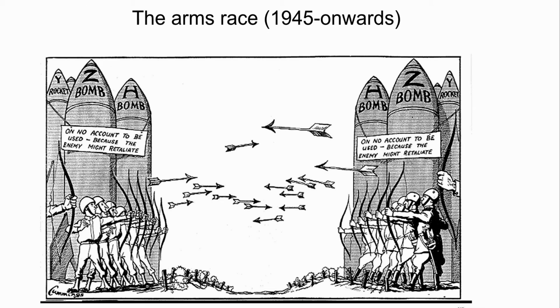The next one is a cartoon about the arms race, making a comment on mutually assured destruction. So both sides have got these bombs, H bomb, Z bomb, Y rocket. So it's making fun of the mutually assured destruction in the arms race. And both of them have these signs that say, on no account to be used because the enemy might retaliate. So it's almost like a bit of a proxy war. They're using bows and arrows, but they're not going to use these incredibly powerful weapons because that would mean the end of the world. And again, I think this really gives us an insight into the attitudes and the understanding of mutually assured destruction at the time. I think it's a really, really useful cartoon to portray that.